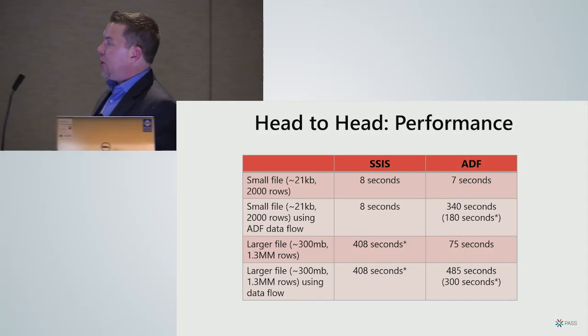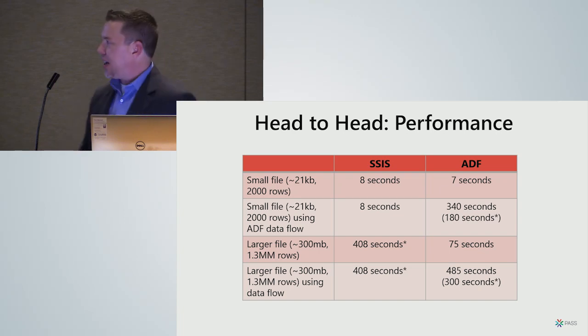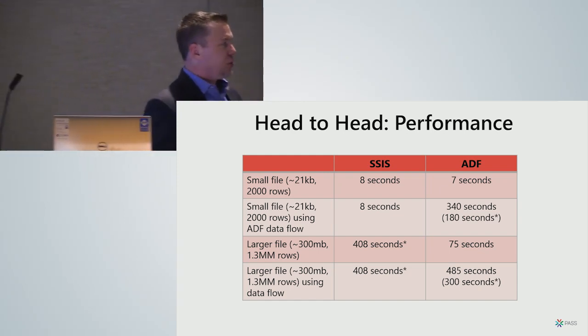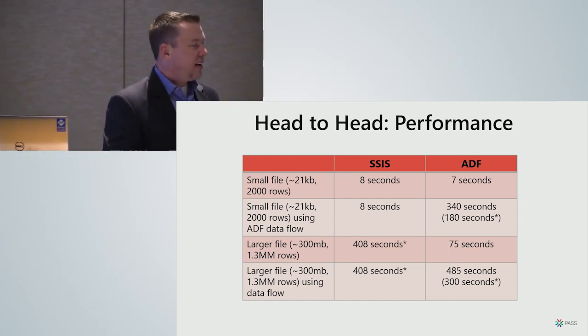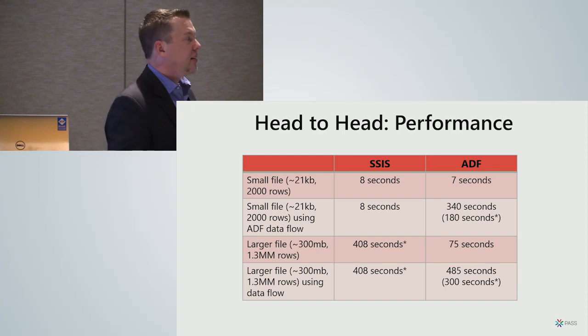For a larger file, about 300 megs, about 1.3 million rows, it took 408 seconds on that SSIS package. That's the one that I mentioned just a second ago. On ADF, the same operation took 75 seconds because a couple of different things were going on there. I put an asterisk beside that on the SSIS side. That's going from on-prem to the cloud, so I suspect part of that is just the latency of going through the internet to do that.